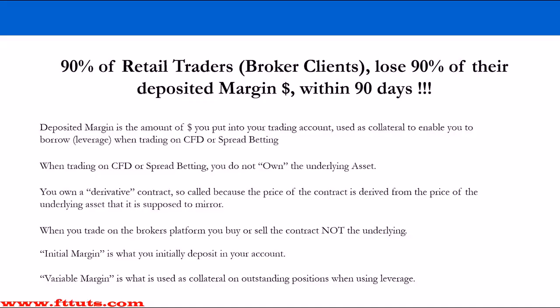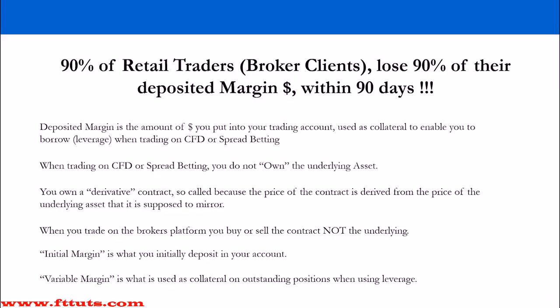So let's say, for example, you put $20,000 into your trading account, you took a bunch of positions, and then you were down $1,000. Well, basically your variable margin is the $1,000, and the broker takes that out of your account at the end of every day, and you're left with, in this case, $19,000. And in the opposite situation, if you actually make money, the broker will pay the difference into your trading account.